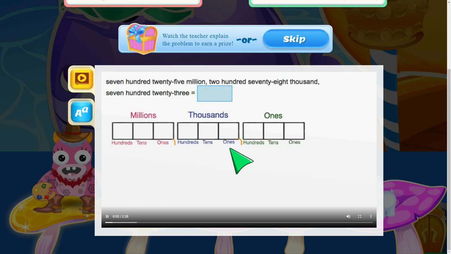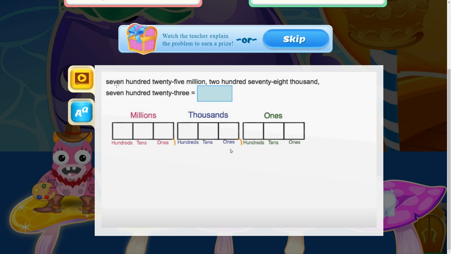To use place value to help us write text as a number. So our text says 725,278,723. So let's start off by filling out the millions period of our place value chart. That means we need to look at the first part of the text, which says 725 million.